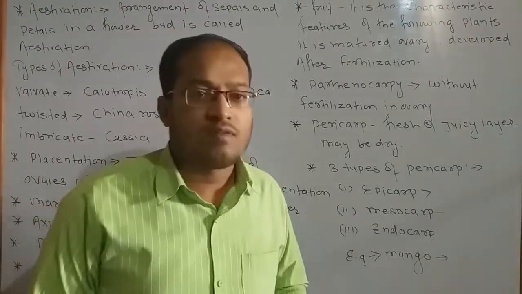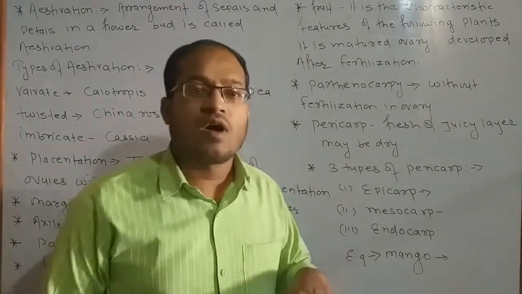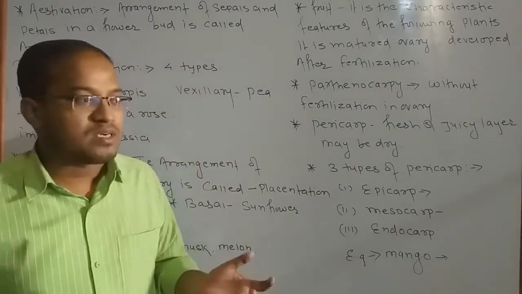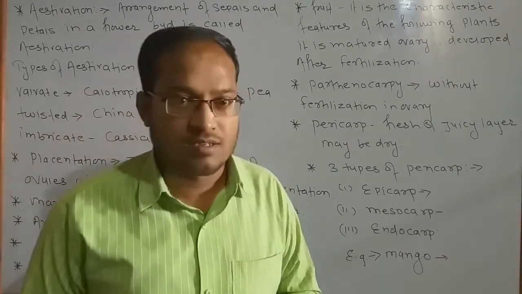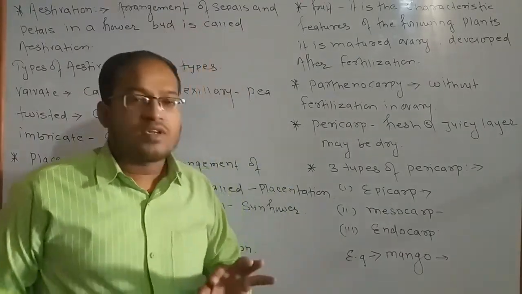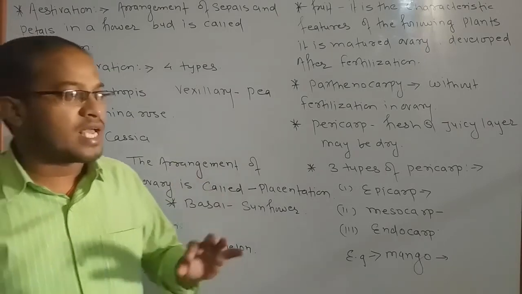Which part of the flower is generally called the calyx, which part is called the corolla, and which parts are also considered as sepals and petals. Okay, so there is a big difference between sepals and petals, calyx and corolla.